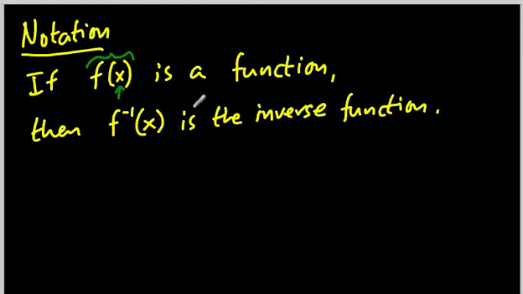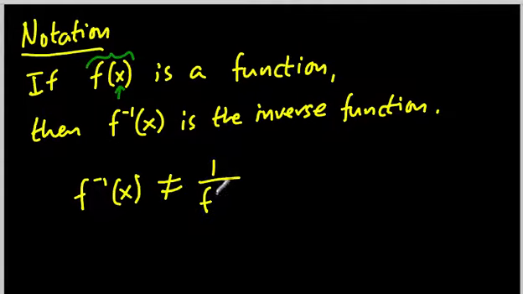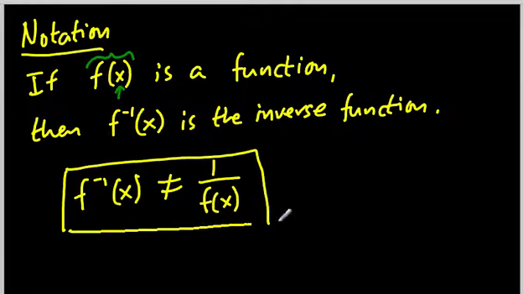So what I want to emphasize here is that this little -1 does not mean the reciprocal. So for example, if I write f^-1 of x, this is not equal to 1 over f of x. It's very important. This -1 does not mean the reciprocal. This -1 simply means that it is the inverse function. So keep this in mind, that f^-1 is not that. It is not equal to that.